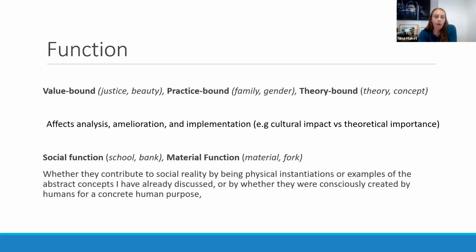On the other hand, we have, for the concrete words, social function and material function, where social functions are their functioning, defining, and creating social reality, whereas material function is their usage as a tool or artifact created to achieve specific human goals, such as fork or chair. This sounds like a lot, but I think it's important for conceptual engineering on sort of the lowest level, hence why it's at the bottom of the diagram that I've drawn. It's important at the practical level for how we analyze, implement, and ameliorate these kinds of words.